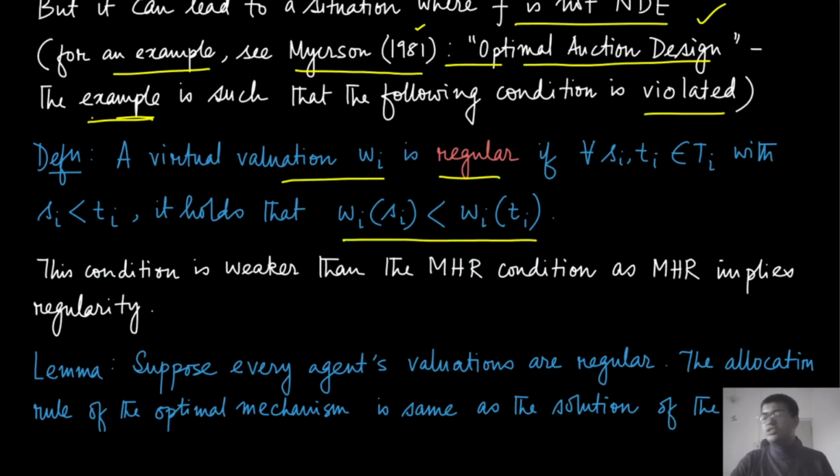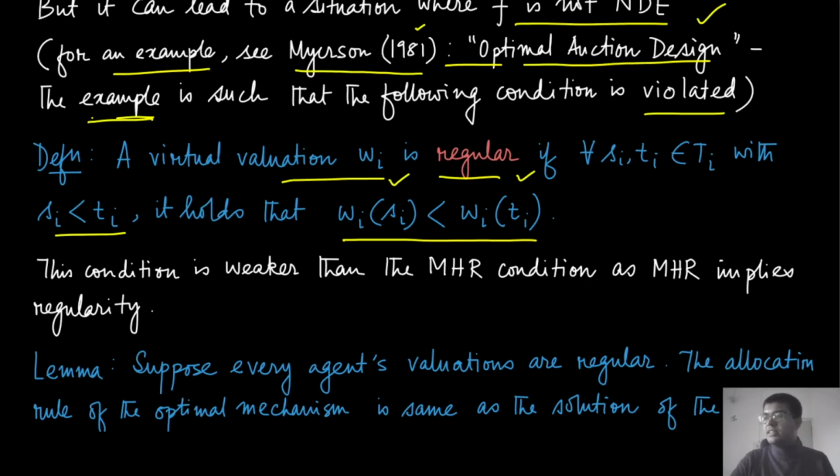is strictly increasing in its arguments. So look at two different s_i and t_i, where s_i is smaller than t_i, then the virtual valuation should also be following the same direction. So w_i(s_i) should be less than w_i(t_i). If that holds, then it is going to be regular.